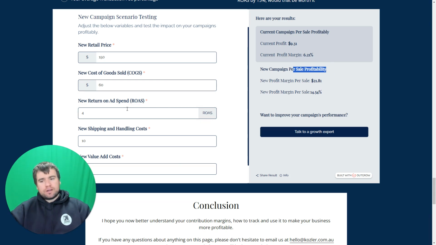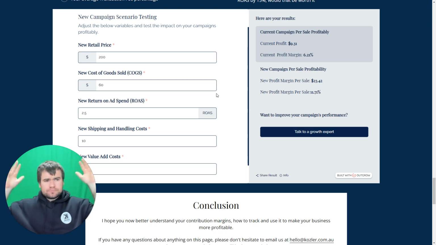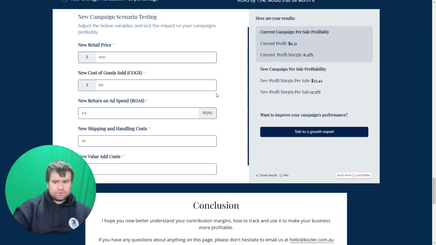But we could also do the other way around. You could say, hey, I'm going to increase my prices to $200. So we're going to go from $150 to $200, but it's going to decrease my return on ad spend from 3 to 2.5. And again, you can see the impact this is going to have on your actual campaign. So what you can do is you can actually then play with these different variables and think about how each one interacts with each other.